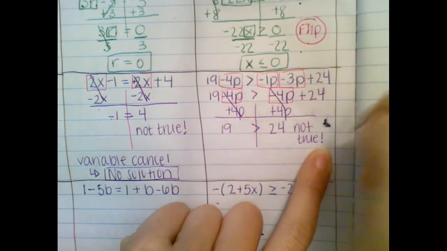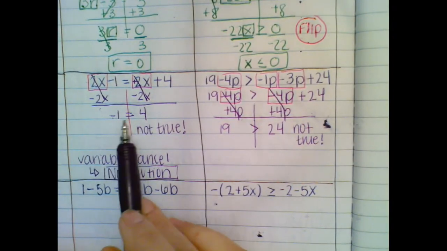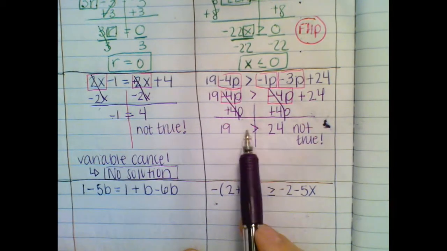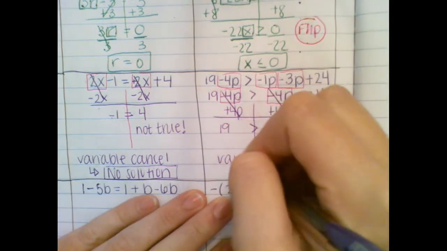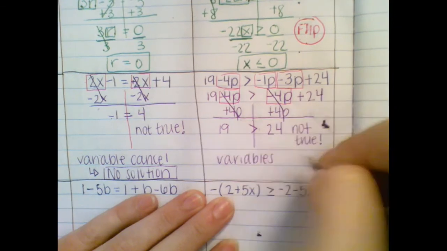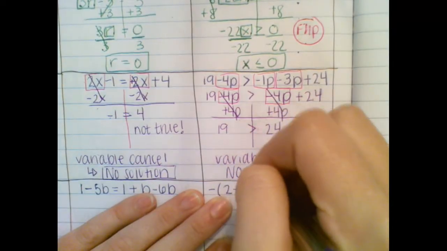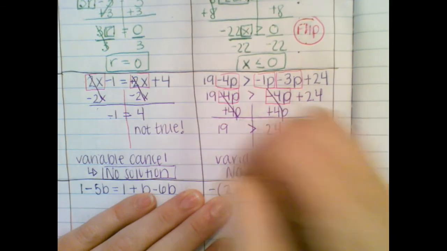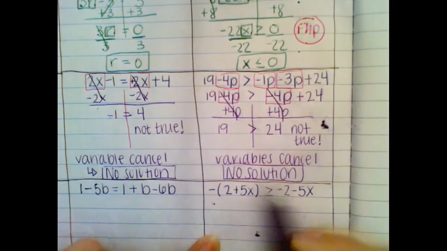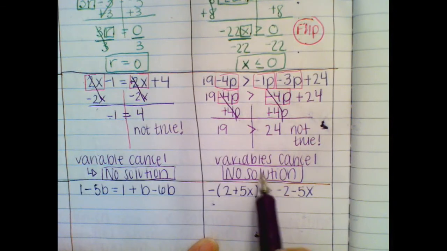And what do you notice, right? Over here, we are left with just numbers. Over here, we're also left with just numbers. So the variables cancel again, which means, yep, no solution. Now, you can't just leave it on your answer sheet. You can't just leave it like this and box this. You have to write the word no solution.